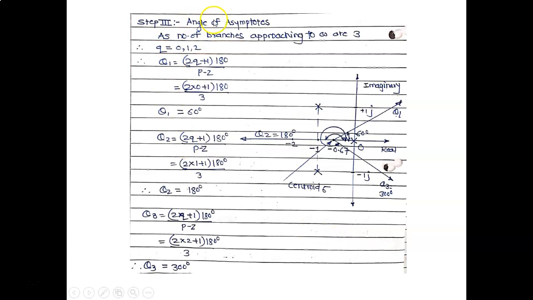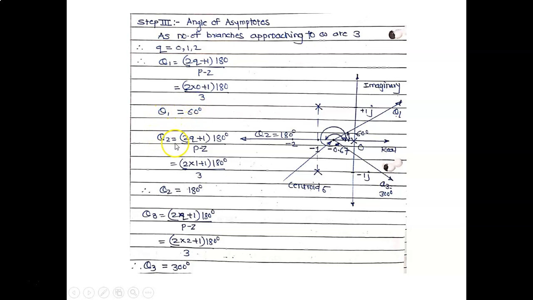Now, third, determine angle of asymptotes. Remember, since number of branches approaching infinity are 3, therefore angles of asymptotes are 3. Therefore, we have to take values of q is equal to 0, 1, 2. Therefore, theta 1 is equal to 2q plus 1 into 180 degree divided by P minus Z, which is equal to 2 into 0 plus 1 into 180 degree divided by 3. Therefore, theta 1 is equal to 60 degree.